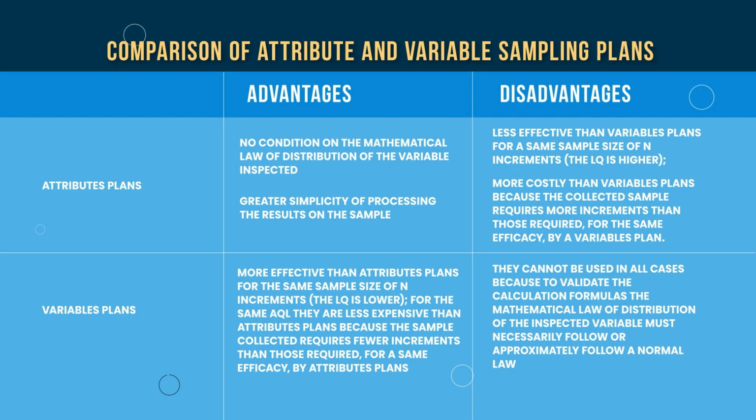They cannot be used in all cases because to validate the calculation formula, the mathematical law of distribution of the inspected variable must necessarily follow or approximately follow a normal law. So that is what we follow, the normal algebraic law while deciding it. Remember, the attribute plan is less effective than the variable plan. For the same sample size of n increments, the LQ is higher in the case of the attribute plan, but in the variable plan it is otherwise.